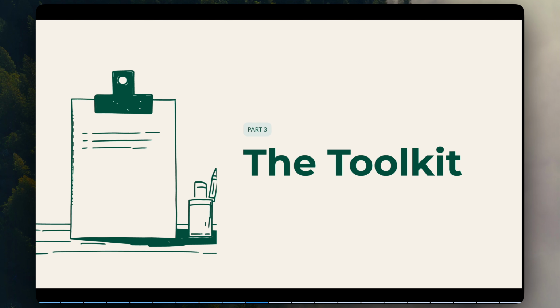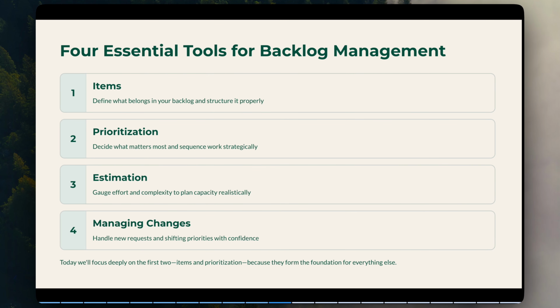Okay, so how do we actually do this? The BABOK gives us 4 essential tools. I want you to think of these as your personal backlog management toolkit. So what's in the toolkit? Number 1, items. 2, prioritization. 3, estimation. And 4, managing changes. All 4 are super important for a healthy backlog. But for this explainer, we're really going to zoom in on the first 2, items and prioritization, because they are truly the foundation of everything.